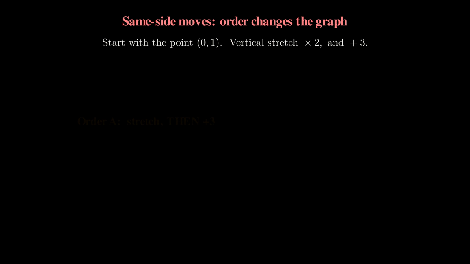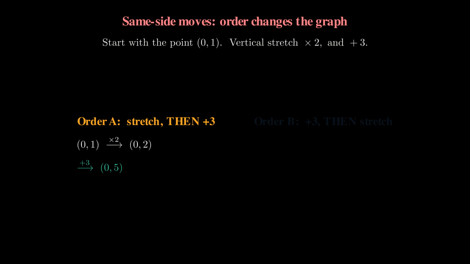Order A, stretch first. (0, 1) doubles to (0, 2), then plus 3 lifts it to (0, 5). Order B, add 3 first. (0, 1) goes up to (0, 4), then doubling sends it to (0, 8), because the doubling now acts on the 3 as well. 5 is not 8. Same two moves, different order, different graph.